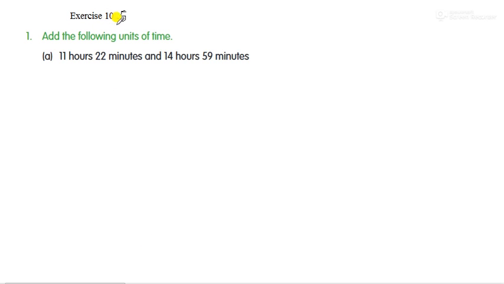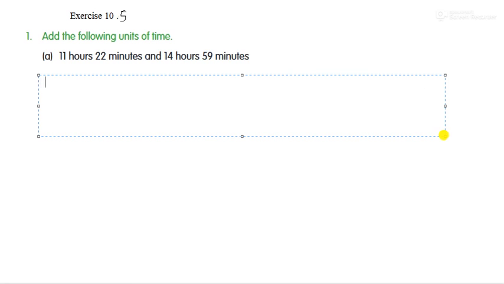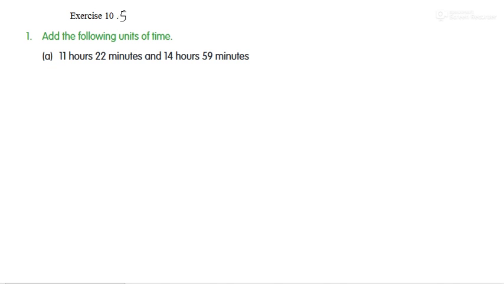Now we will start the exercise 10.5. First bit is add the following units of time. Here we have A bit: 11 hours 22 minutes and 14 hours 59 minutes. So here the step 1 is, first add the minutes. First arrange it in a column.